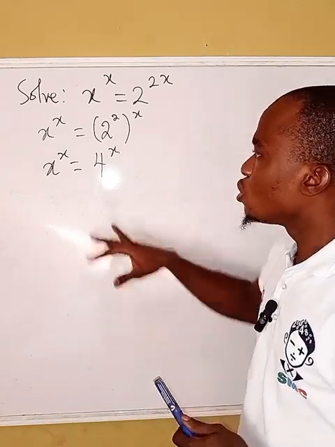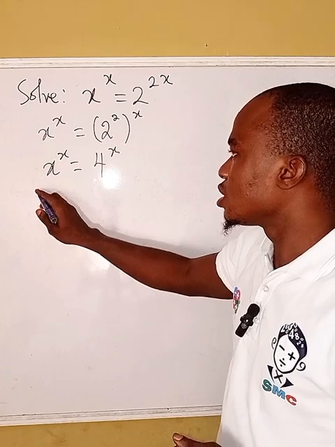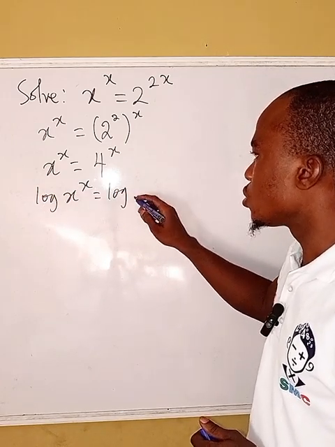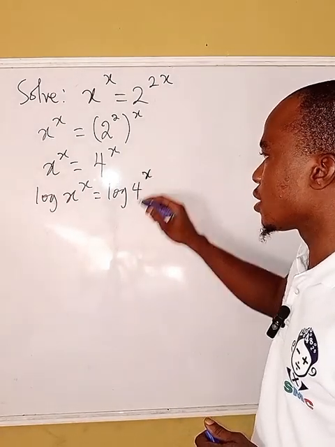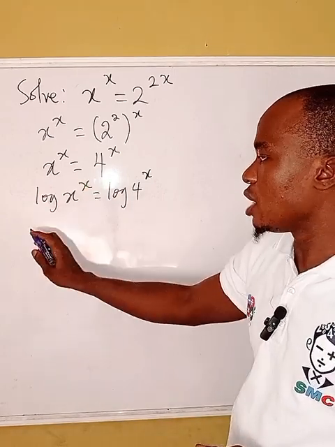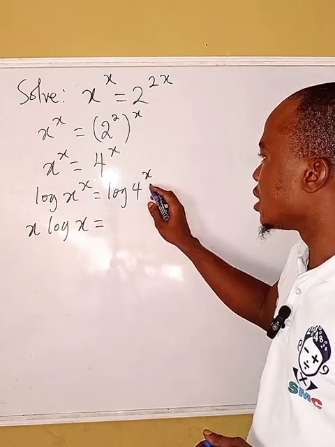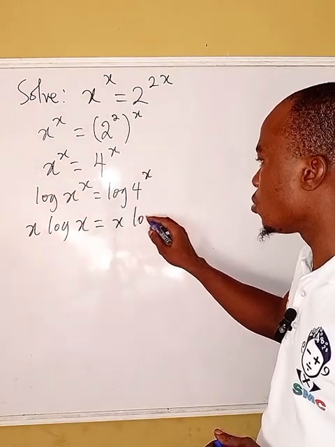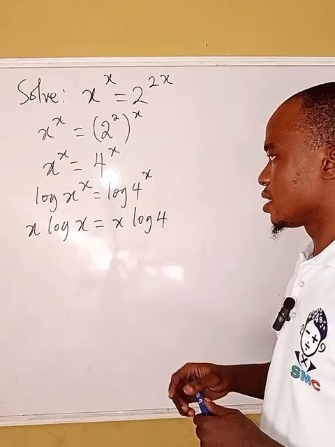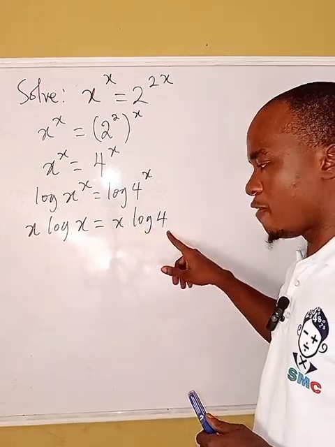Now, what we are going to do, we are going to introduce logarithm to both sides of this equation. This is going to be log of x to the power of x equals log of 4 to the power of x. This is with respect to base 10. Now, this x will have to come down and multiply log x, then equals the x here also will have to come down, x log 4. You see what I'm saying now?